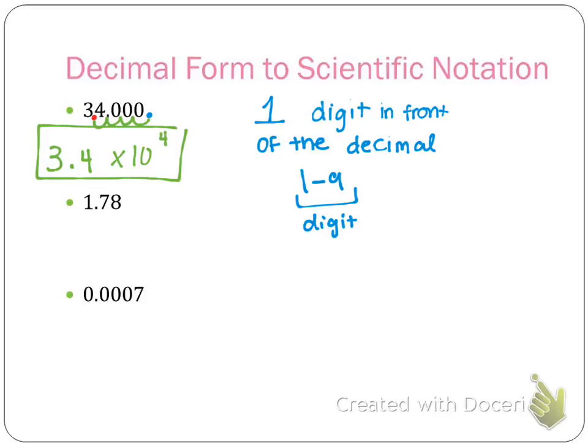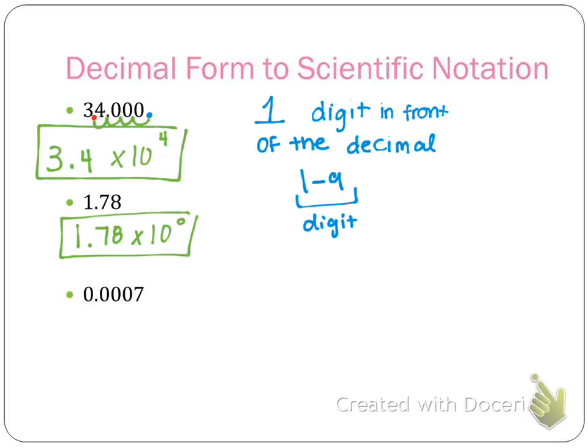Now look at this next problem. It's kind of a trick question. In scientific notation, how many digits are in front of the decimal? 1. Well, I look and here's my decimal. I have a digit in front of it. So 1.78 is technically in scientific notation without the times 10 to the whatever power. So what I'm going to do is I'm going to say, okay, times 10, how many places did I have to move the decimal? None. So it's going to be times 10 to the 0 power.